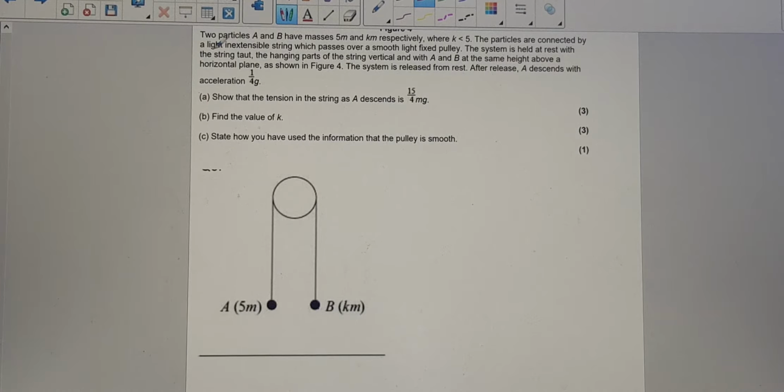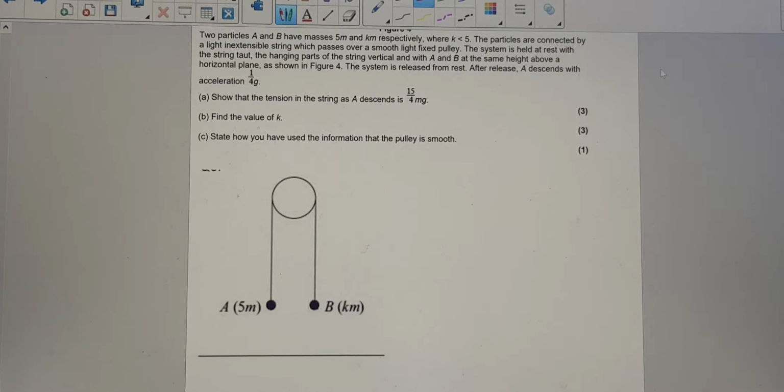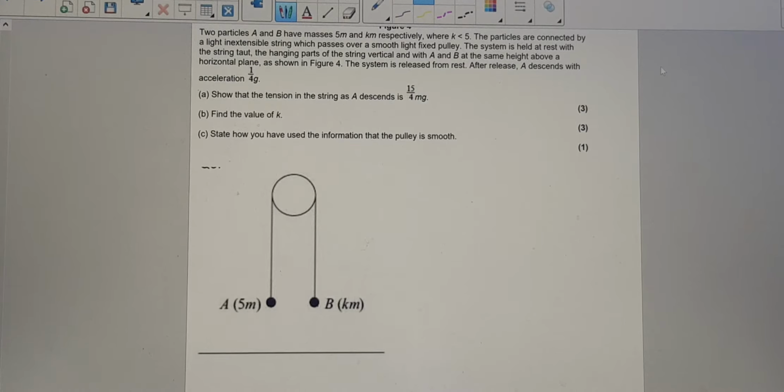Right, I'm going to look through question 5. I'm going to go through parts A, B and C, and then the main point that people said they got confused with was part D. I'll do a separate video on that. I'd just like us to double check that we fully understand how to set up the diagram for these pulley ones first. Right, so I'll read the question carefully.